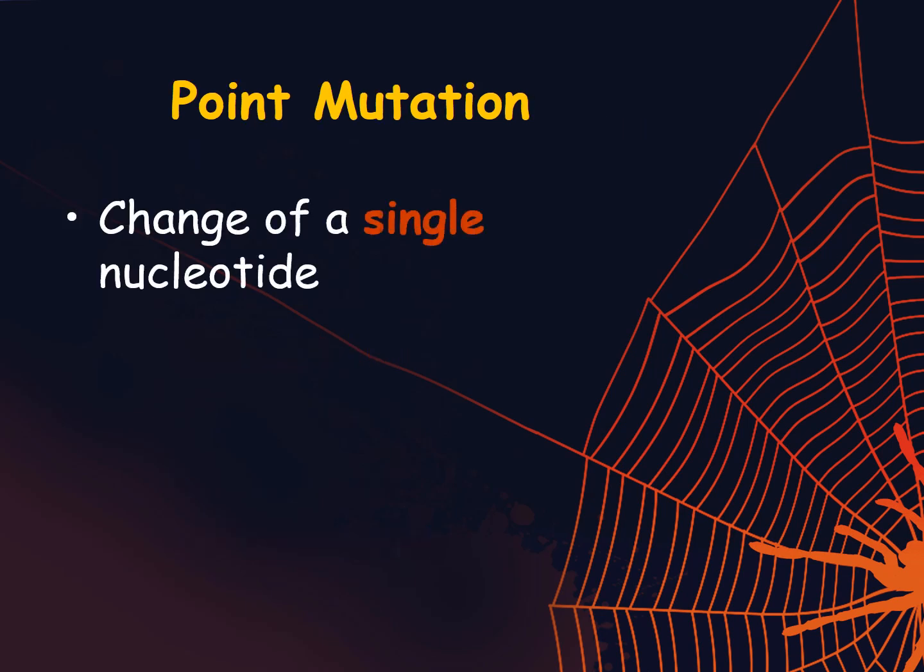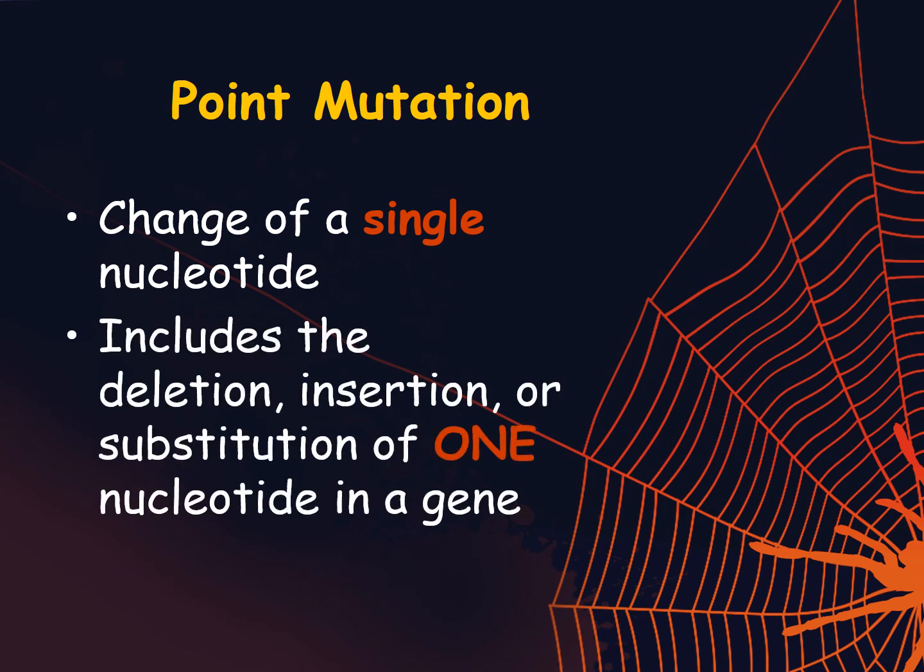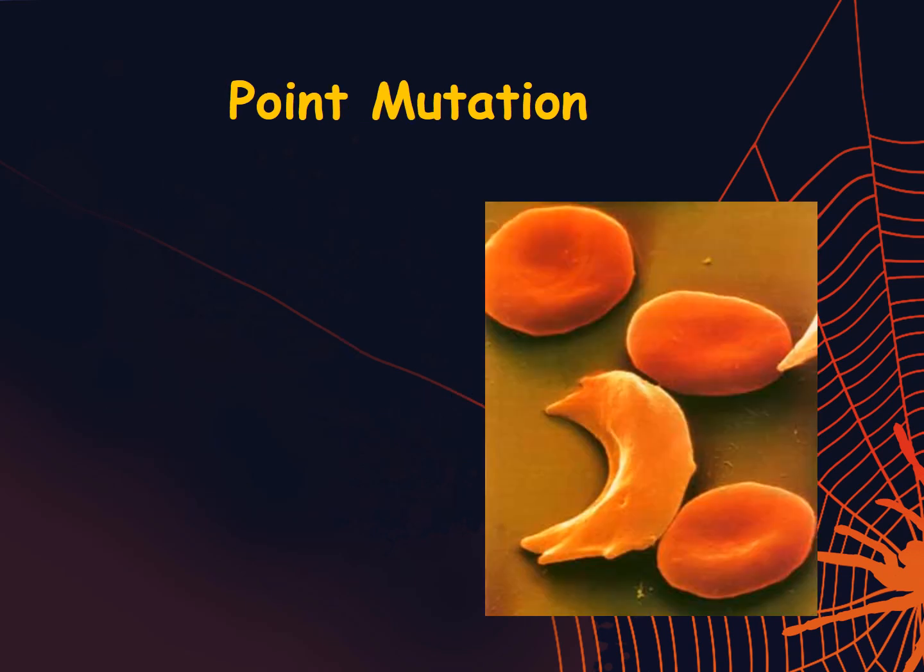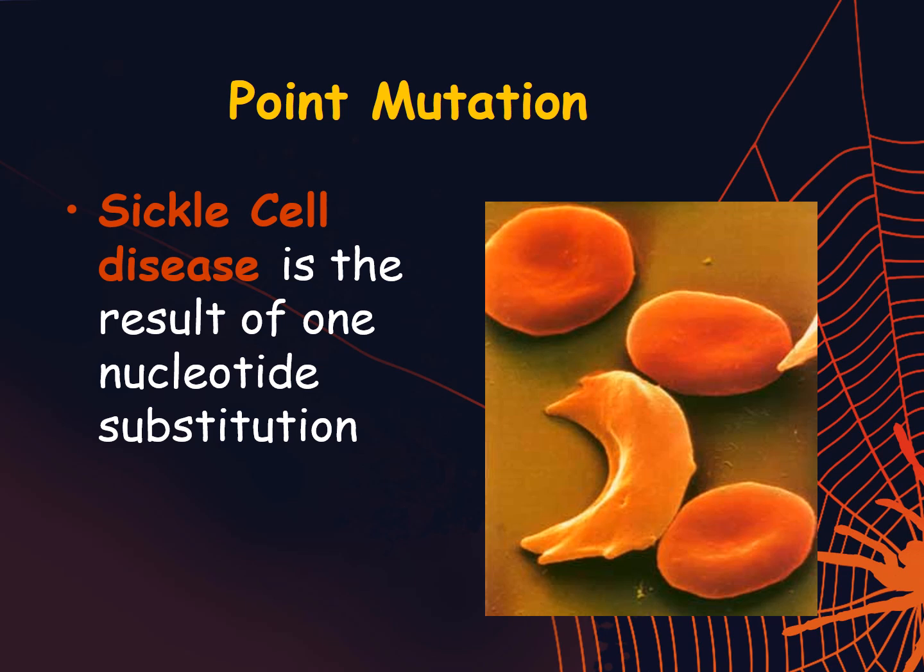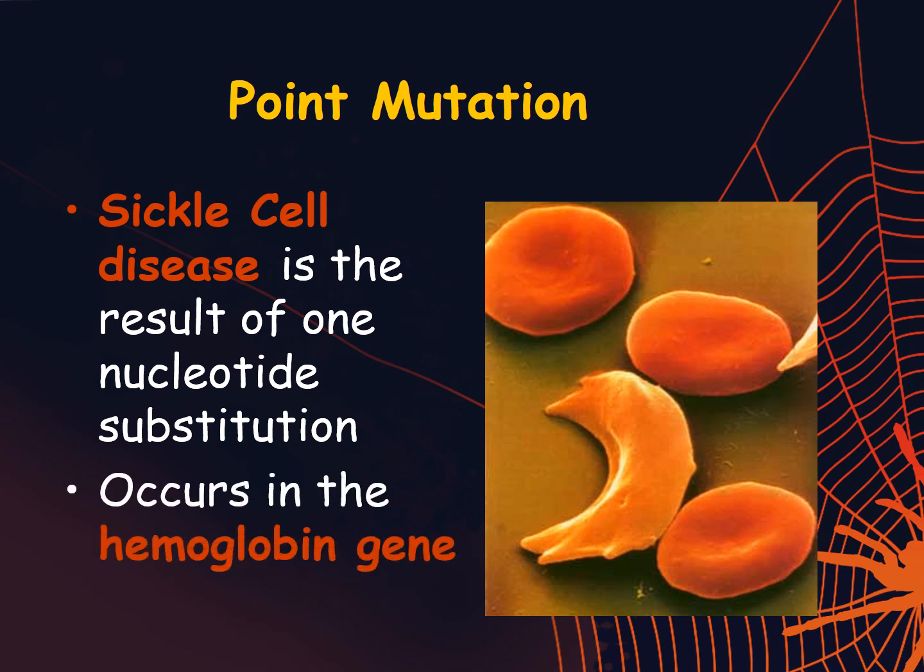So a point mutation is a change of a single nucleotide. It could be we add one, we delete one, we substitute one for another. So deletion, insertion, and substitution are all examples that can fall within point mutation. So, for example, sickle cell disease is the result of a nucleotide substitution. A single letter changes. It occurs in the hemoglobin gene and it causes it to change the shape.